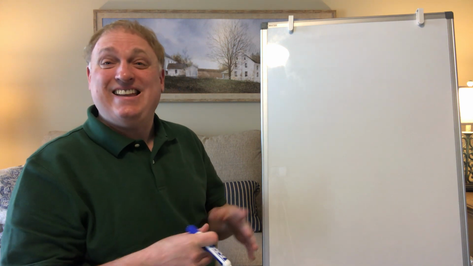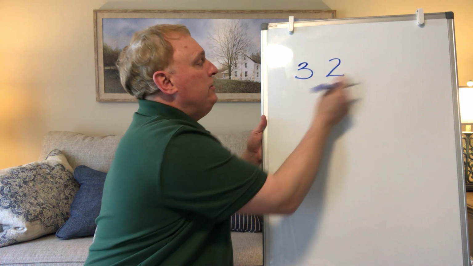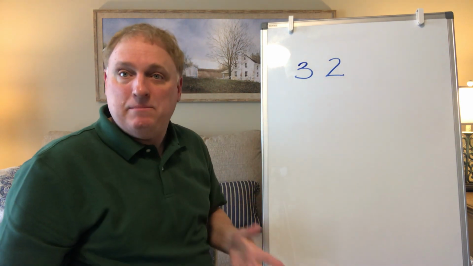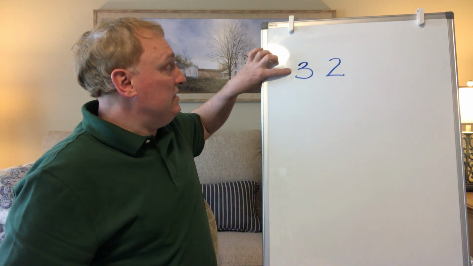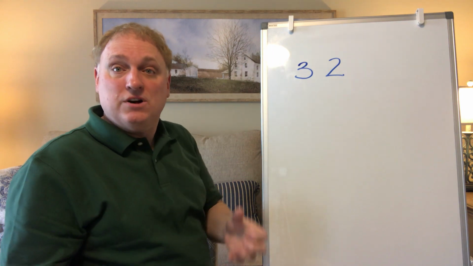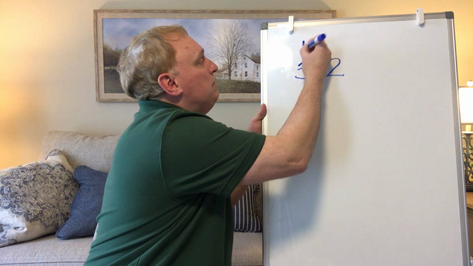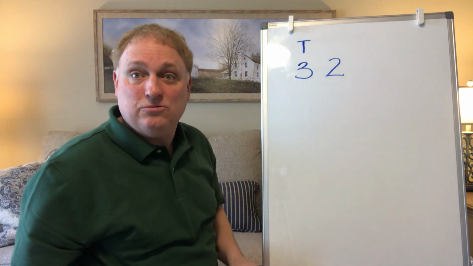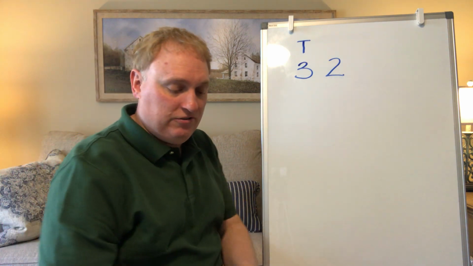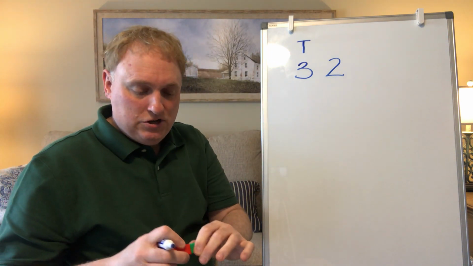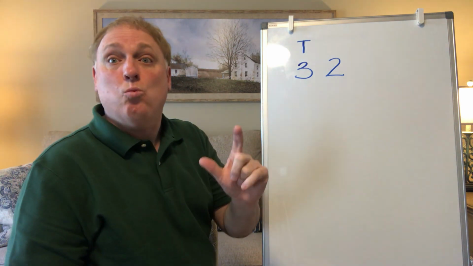So let's take the number 32. 32 has 2 digits, or 2 numbers that make up 32. Each of these numbers stands for something. This number here stands for the number of bundles of 10 that make up that number. So we could put a T above it for 10. 10 starts with the letter T. This digit stands for the number of loose ones that we have, right? So we have 2 loose ones. So this is the tens place and this is the ones place.